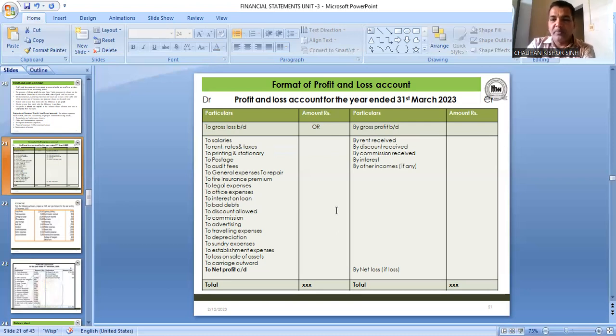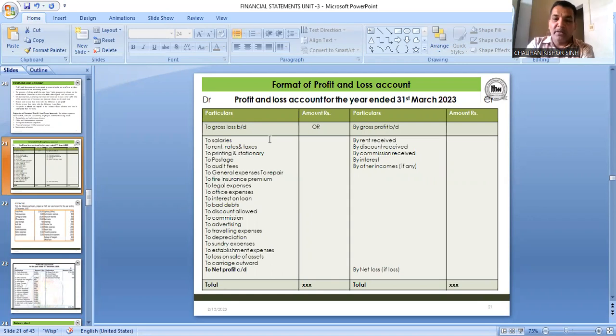After recording gross profit on the credit side of the profit and loss account, all indirect income, like rent received, discount received, commission received, interest received, dividend received, any type of income apart from income from sale of goods, they are recorded on the credit side of the profit and loss account. Then on the debit side, as I told you, if you have gross loss, then you will first write the gross loss. If there is no gross loss, then nothing will come there.